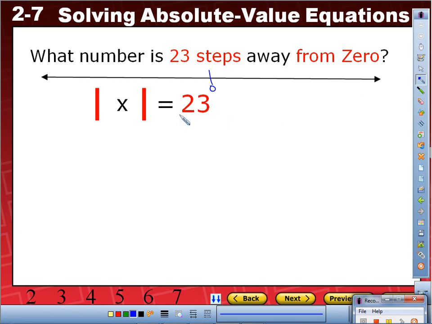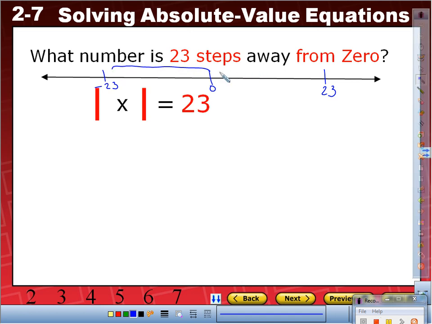Okay. I heard 23 and negative 23. That is correct. Both of those numbers are 23 steps away from 0. Okay? So before I move forward, I want you to copy that on your note, but I want you to copy it right underneath that concept map for absolute values that I gave you.